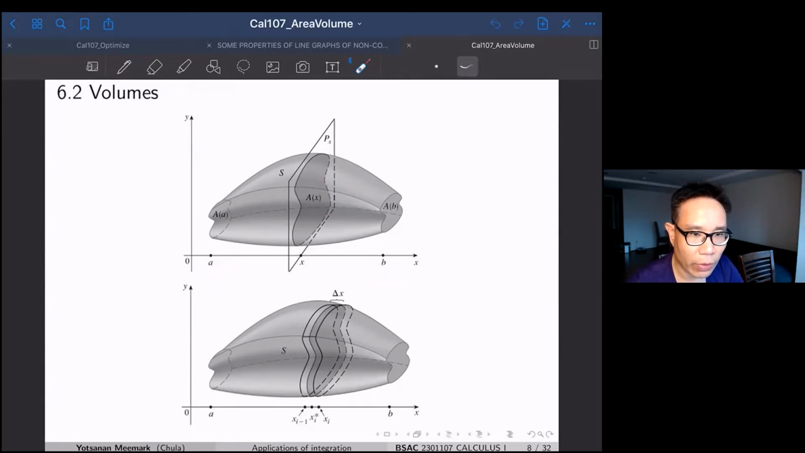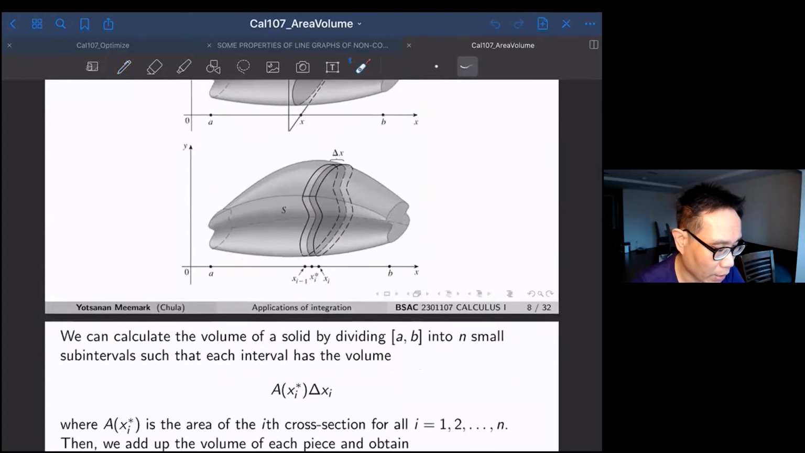The way to do it is to subdivide the interval [a, b] into many pieces. You're going to see the cross section and the width of the solid. The width of the solid turned out to be delta x, which is x_i minus x_{i-1}. And you have the cross section, which turned out to be A(x_i).